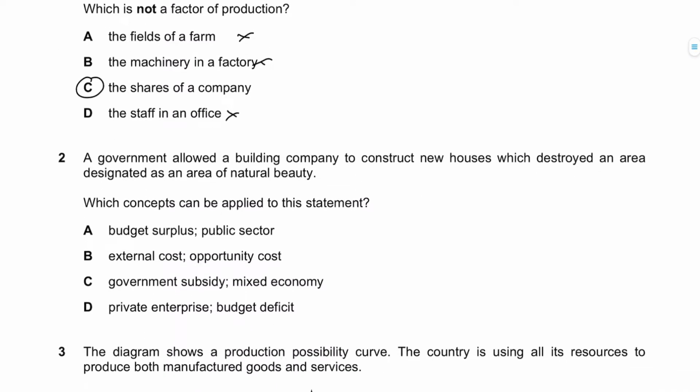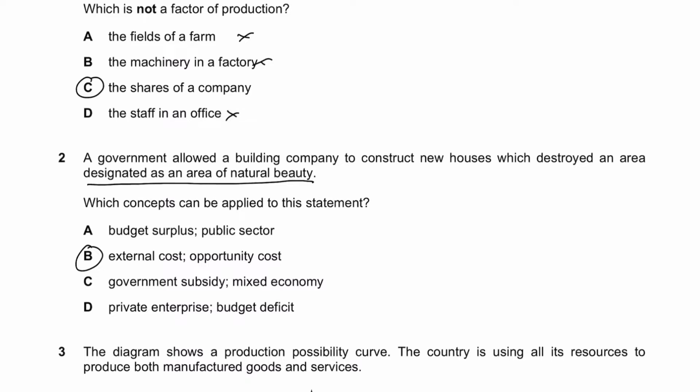Question number 2 says a government allowed a building company to construct new houses which destroyed an area designated as an area of natural beauty. So definitely this is referring to external cost. Which concept can be applied in this statement? So B should be the correct answer because only this answer option has external cost. But let's see why A, C, and D are not the correct answers.